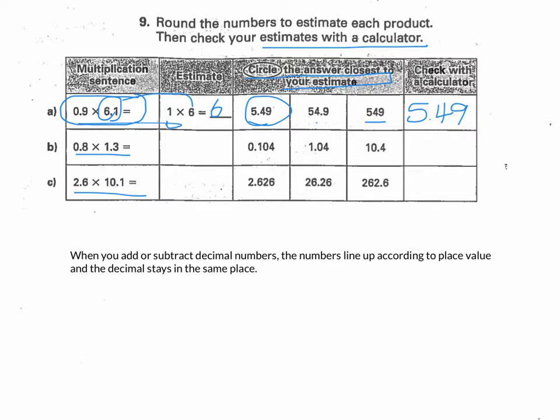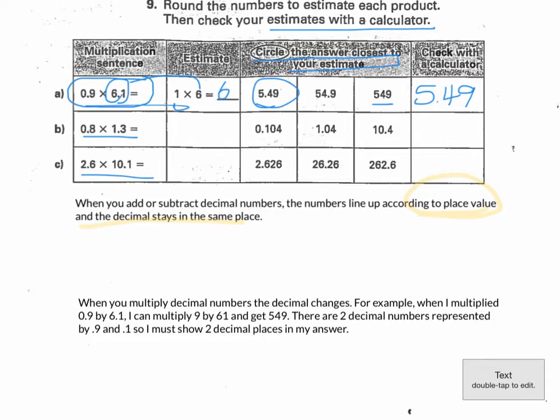Remember, when you add or subtract decimal numbers, the numbers line up according to the place value, and the decimal stays in the same place. When you multiply decimal numbers, the decimal changes. For example, when I multiplied decimal 0.9 by 6.1, I can simply multiply 9 by 61. I will get 549. But you will see there are 2 decimal numbers or places represented.